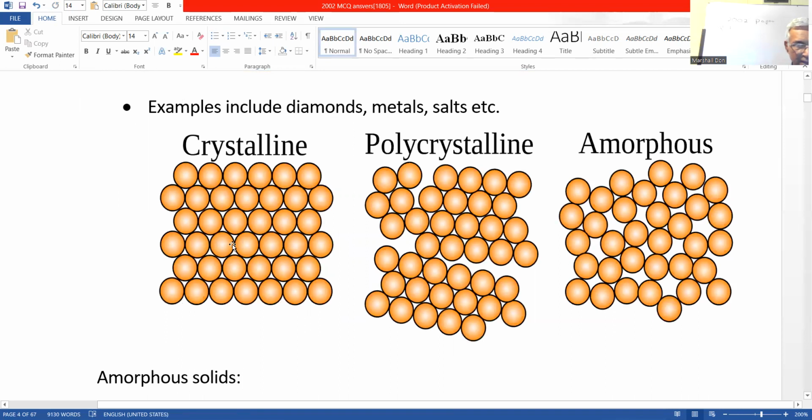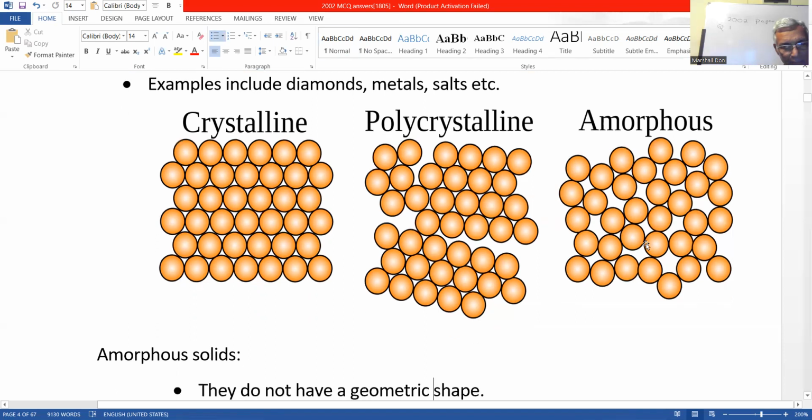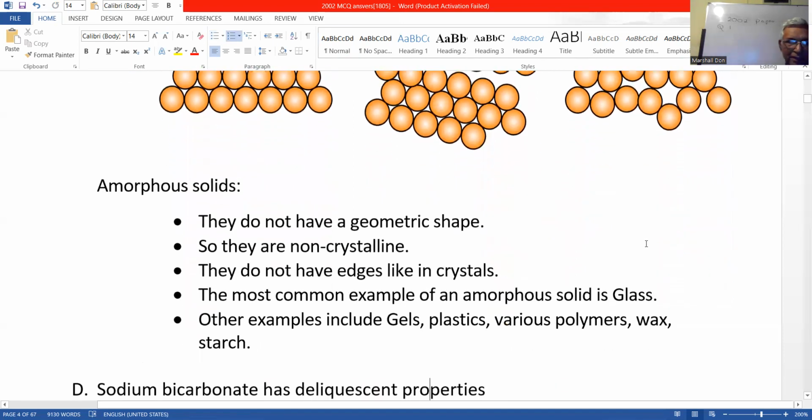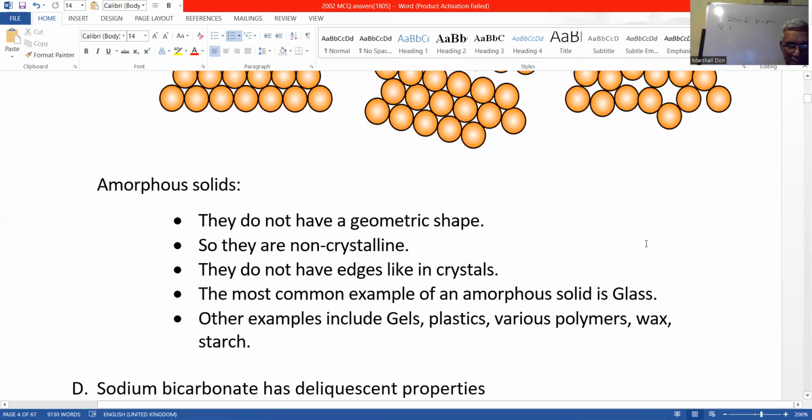So this is a crystalline arrangement. A very regular arrangement. This is polycrystalline, that is, two types of crystals. This is amorphous. No specific arrangement, here and there. So amorphous solids do not have a geometric shape. Non-crystalline. They do not have sharp edges. Examples are glass, gels, plastics. They are not crystals.